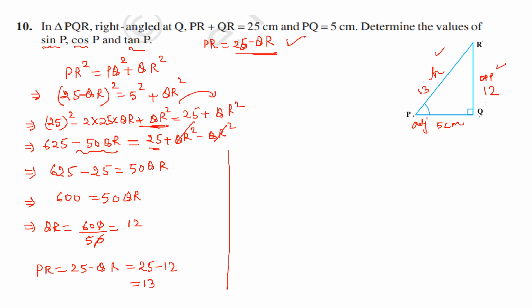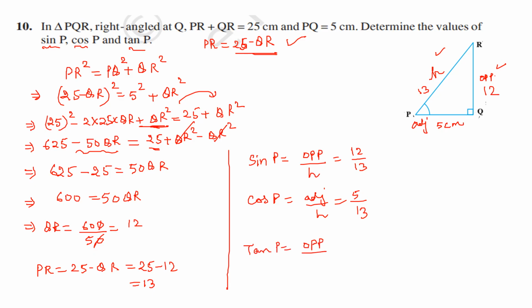Now easily I can find all the values. So sine P is opposite by hypotenuse. Opposite is 12 by 13. Cos P is adjacent by hypotenuse, which will give me 5 by 13. And tan is opposite by adjacent, which will give me 12 by 5, not 13. So this is 12 by 5. So these are my values of sin P, cos P and tan P.